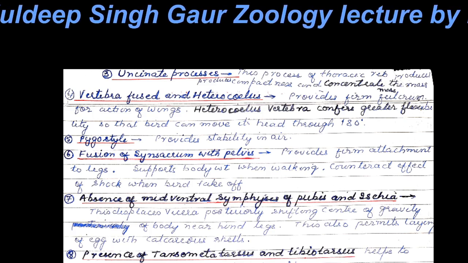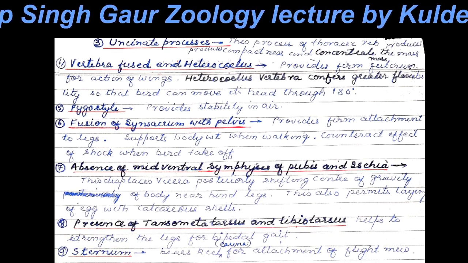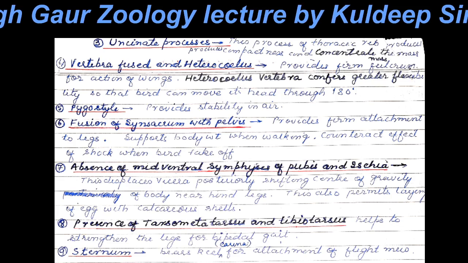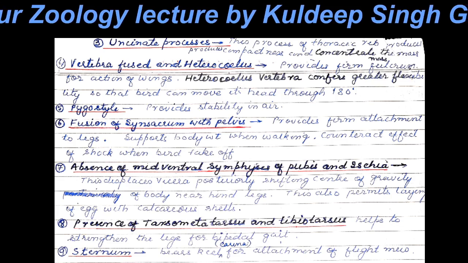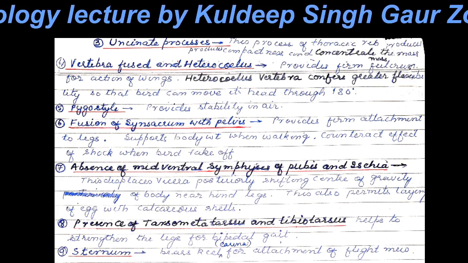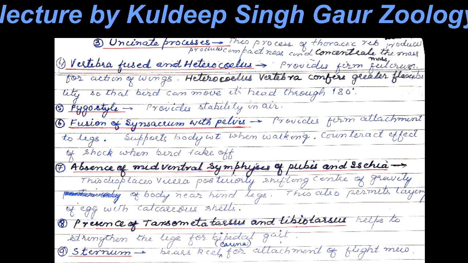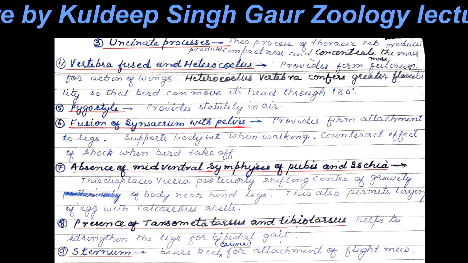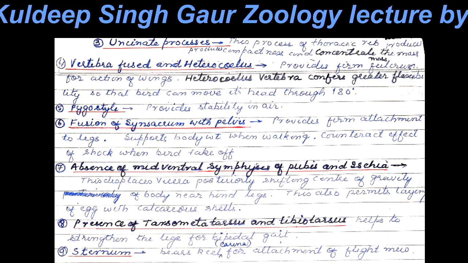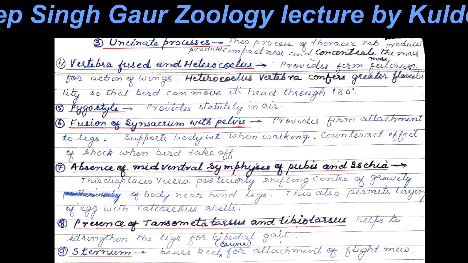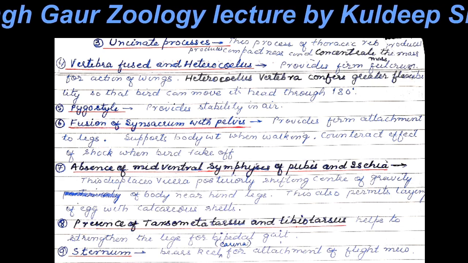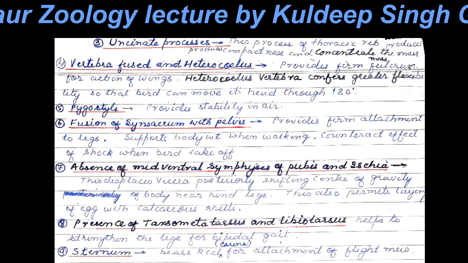Then they have a pygostyle, which provides stability to the moving bird in the air, and there is the fusion of synsacrum with pelvis. It provides firm attachment to the legs, supports the body weight when walking, and counteracts the effect of shock when the bird takes off and lands.